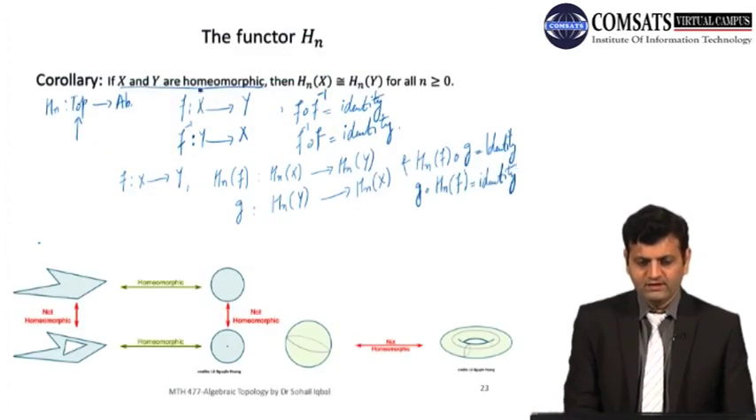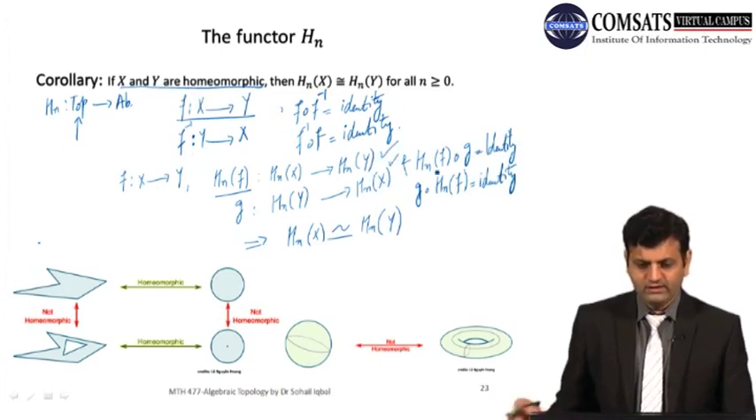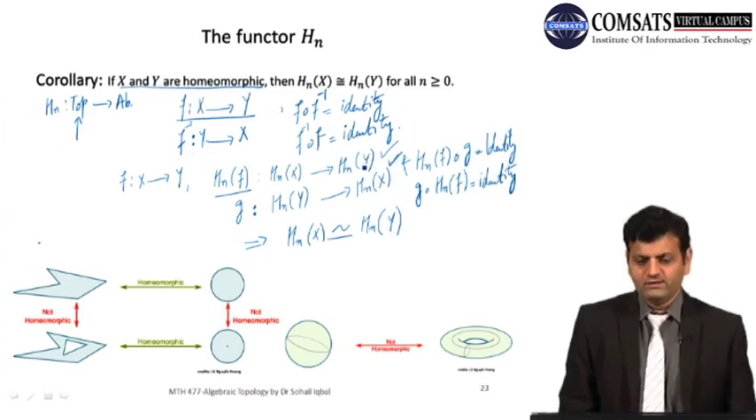So f is an equivalence in the category of topological spaces, then Hn f is an equivalence in the category of abelian groups. So these conditions imply that Hn of X is isomorphic to Hn of Y, because we have a homomorphism, we have an inverse of the homomorphism, and their composition is identity. Okay, so not inverse, because this g may not be an inverse function. So we have a morphism from Hn Y to Hn X, and their composition is identity. So that's why this is an isomorphism of the groups.